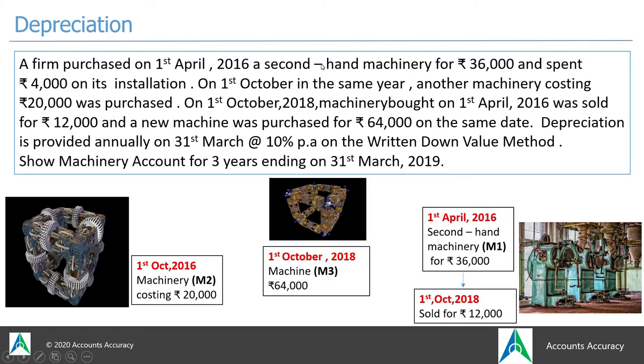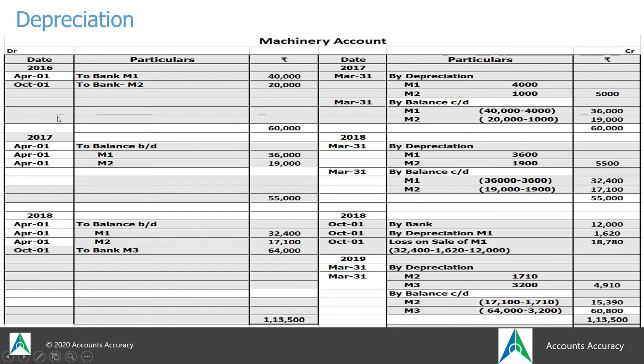Next, the other information given is that on 1st October in the same year, another machinery costing 20,000 was purchased. So you can see here the second machine also got purchased, that was of 20,000. Again, the entry for the purchase will be written with the proper date, that is October 1st, to bank, and that is machine 2, M2 means machine 2, and then 20,000.